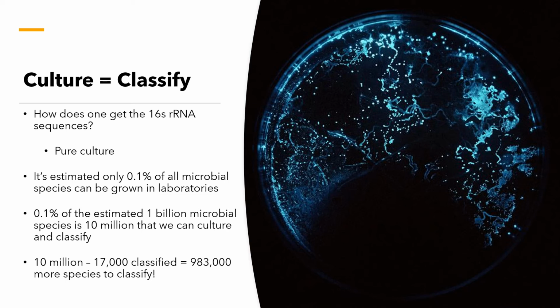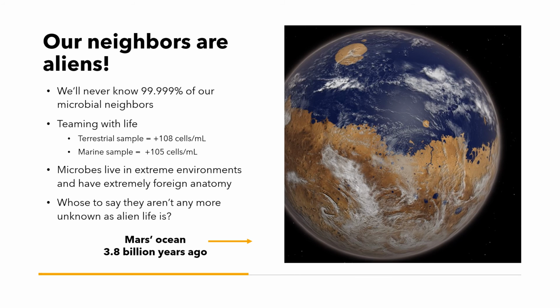That means that if there truly are 1 billion microbial species, 0.1% of that, or 10 million species, can be grown in the laboratories and classified. That means out of the 17,000 we've found so far, we still have 983,000 species to go. That means we'll never know 99.9% of our microbial neighbors.